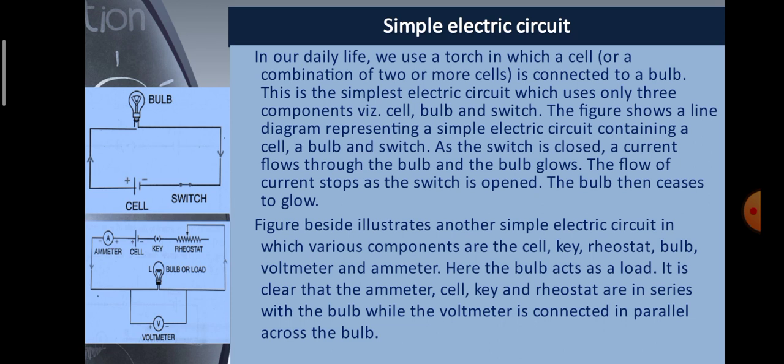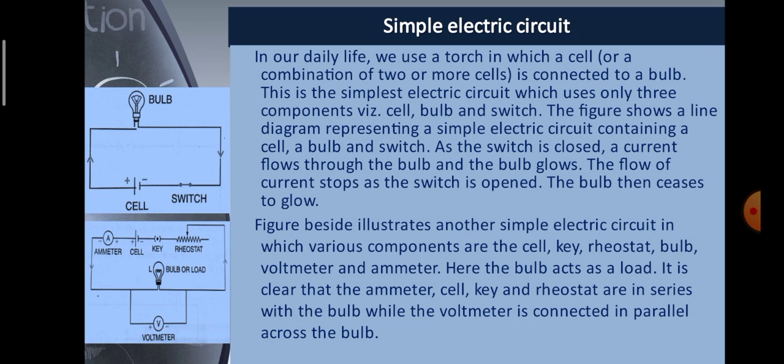Now let's see a simple electric circuit. In our daily life, we use a torch in which a cell is connected to a bulb. This is the simplest electric circuit which uses only three components, that is cell, bulb and switch. The figure shows a line diagram representing a simple circuit containing a cell, a bulb and switch. As the switch is closed, a current flows through the bulb and the bulb glows. The flow of current stops as the switch is opened. The bulb then ceases to glow.